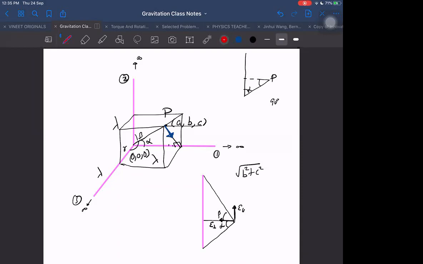I know this will become along this direction, means b along minus j cap, and c along minus k cap. This is the magnitude divided by root of b square plus c square. This is a unit vector. This is the unit vector in the perpendicular direction for the field due to the rod along the x-axis. This unit vector multiplied by E perpendicular will give me the field due to the rod along the x-axis.